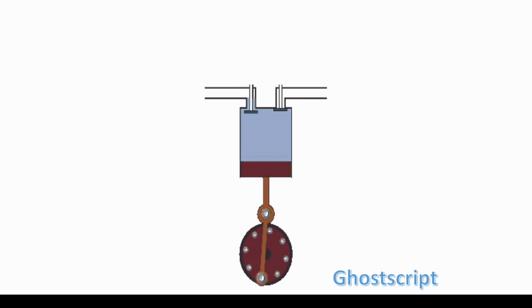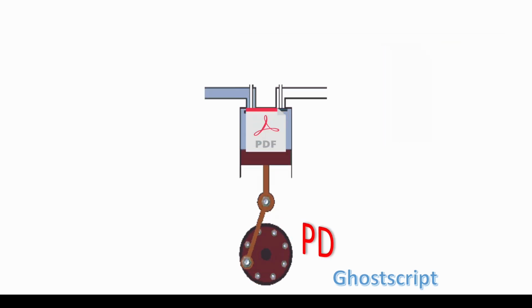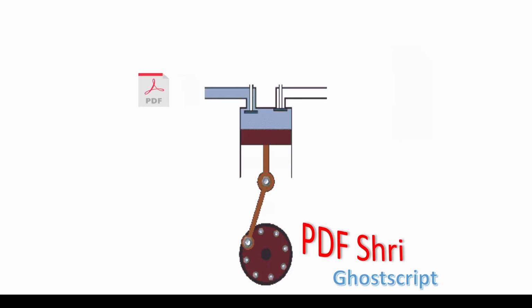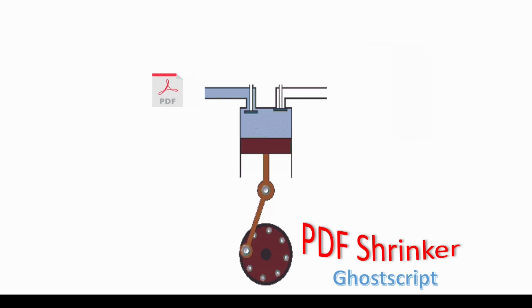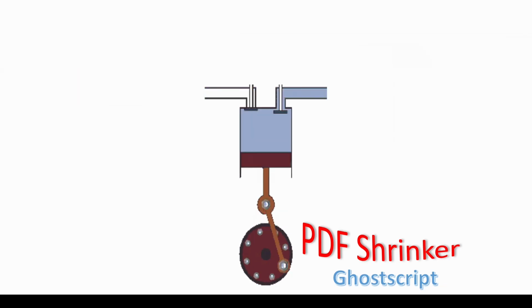So I've written a small free and open source software myself called the PDF Shrinker, which works on top of CoScript and permits users to reduce or compress PDFs in an easy and intuitive way. Let's head to the project page and see how to install and use PDF Shrinker.